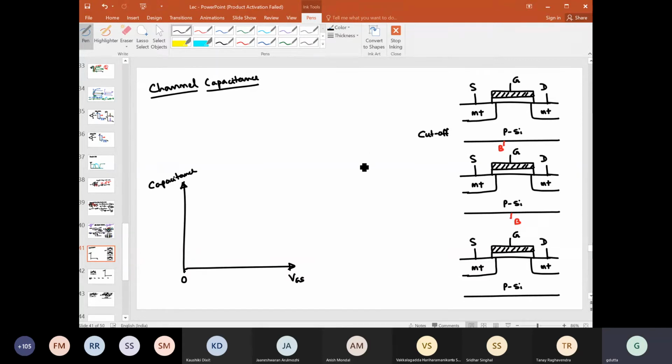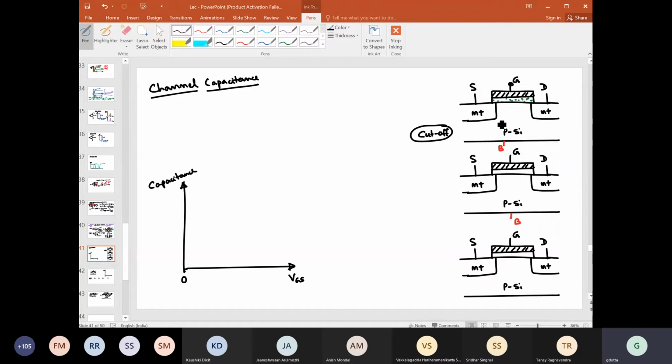Just think that initially we are considering the cutoff situation. So you have a body contact, this is source, drain, this is gate, and this is oxide. Cutoff means we are applying a gate voltage which is below the threshold voltage of this MOSFET, right? That is basically the cutoff situation. So the channel has not formed.